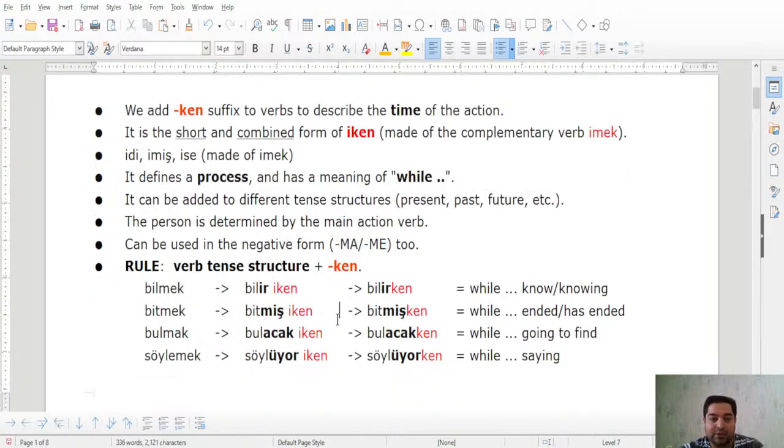Now look at these examples below, which I already mentioned here. Look at this line and the examples here. We have four verbs here: bilmek, bitmek, bulmak, and söylemek, okay? So what is the regular format of this?